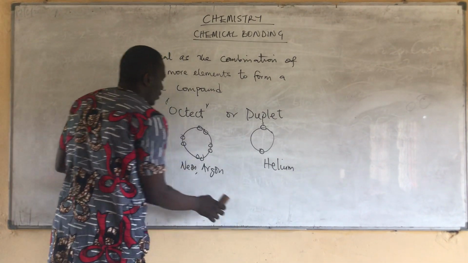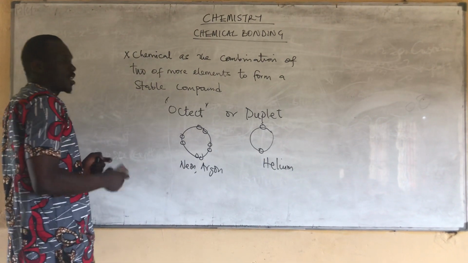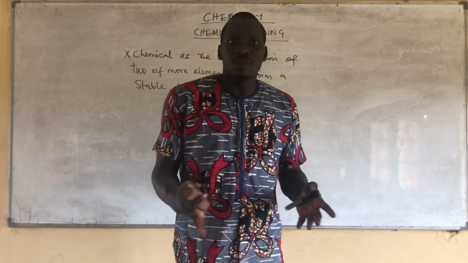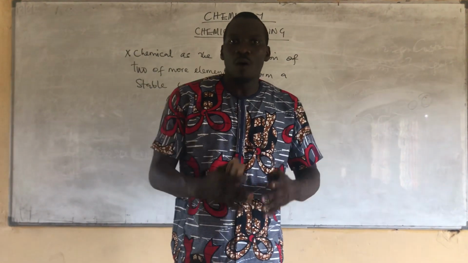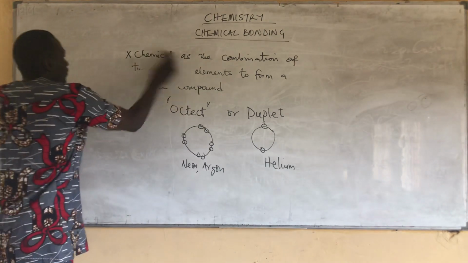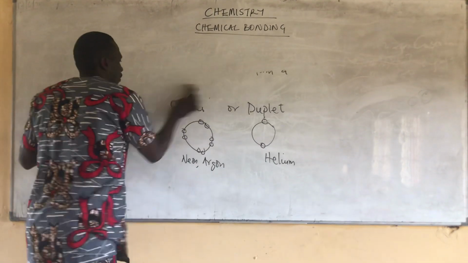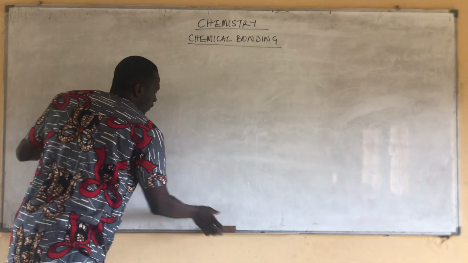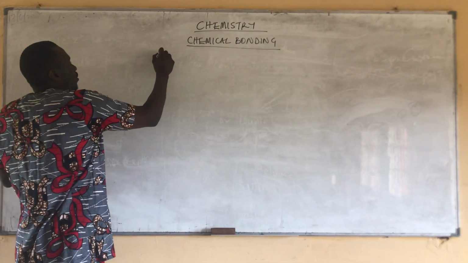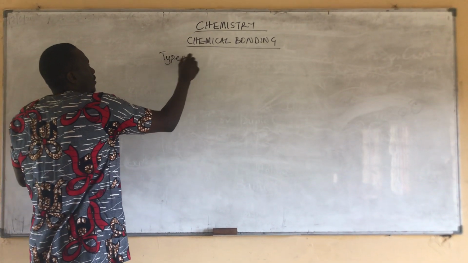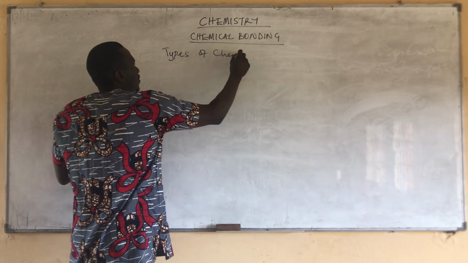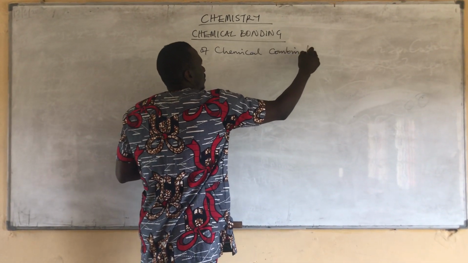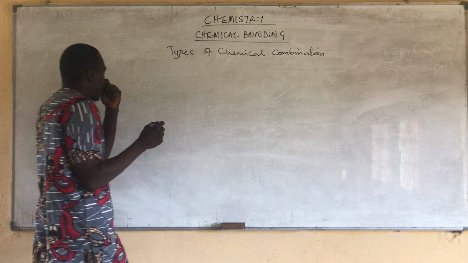So that's the main reason for atoms combining together to form a stable compound: to have an octet or a duplet structure. In order to attain this, we have different types of chemical bonding or chemical combination.